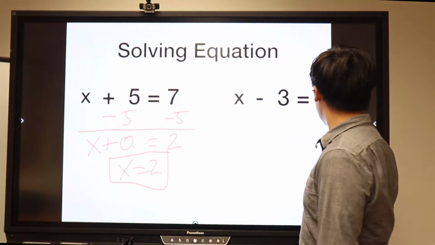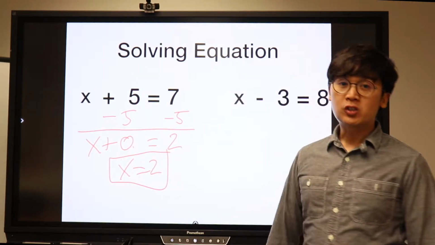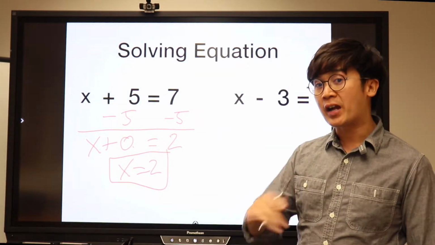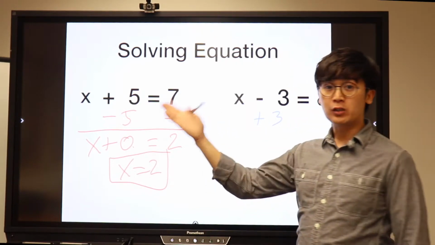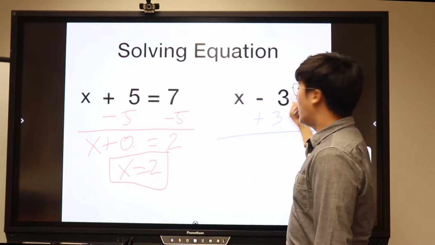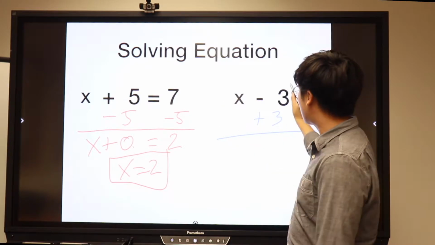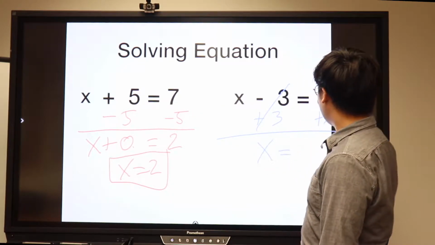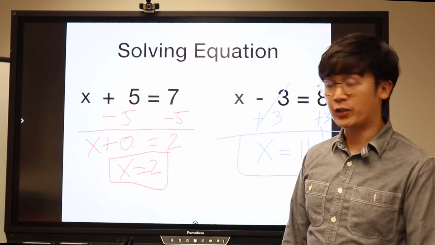And now that we have this particular equation, x minus 3 is equal to 8, we're going to solve for x by finding the additive inverse of negative 3, which is positive 3. And whatever you do on the left side, you have to do it on the other side as well, so that you can cancel out the numerical value with x, so that x will be by itself. And 8 plus 3 is equal to 11, and now you have the value of x.